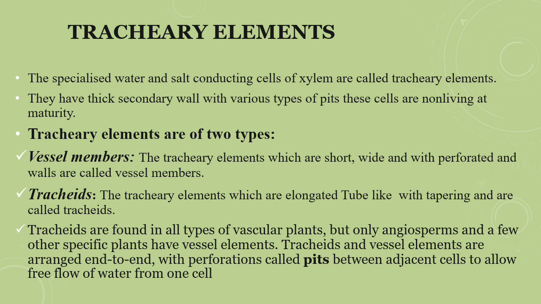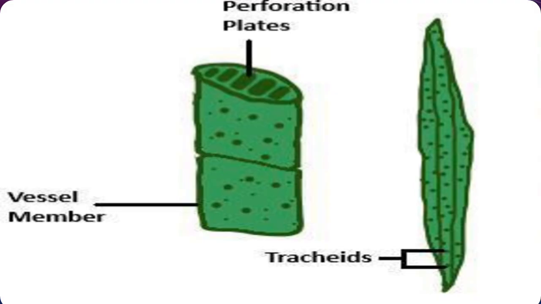Tracheids and vessel elements are arranged end to end with perforations called pits between the adjacent cells to allow free flow of water from one cell to another. You can observe here in the diagram.